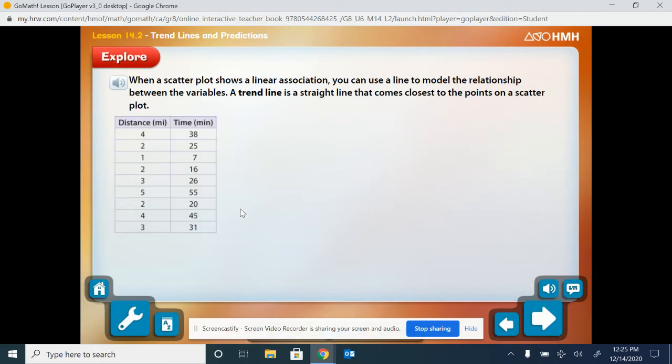Joyce is training for a 10-kilometer race. For some of her training runs, she records the distance she ran and how many minutes she ran. The table shows the data she recorded. How can we use the data to make predictions about Joyce's race? First, let's make a scatter plot of Joyce's running data. The first point, a distance of 4 miles in a time of 38 minutes, has already been plotted.